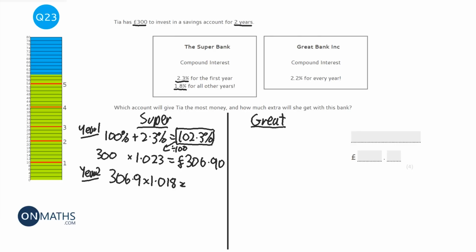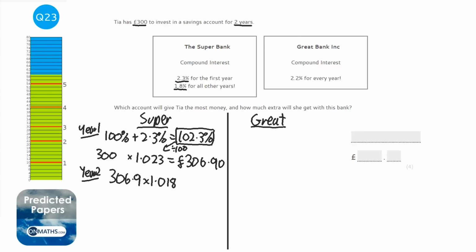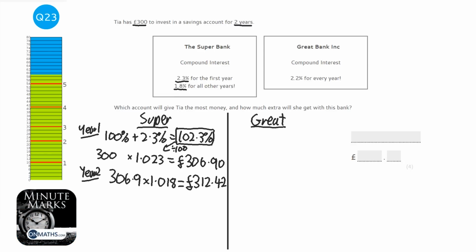And what's that going to be? So that equals, came out a bit wrong. So what's that going to be? So 306.90 times 1.018. And that says it's £312.42. I'm going to round it to the nearest penny. Okay, so that is Superbank. That's how much we'd get.